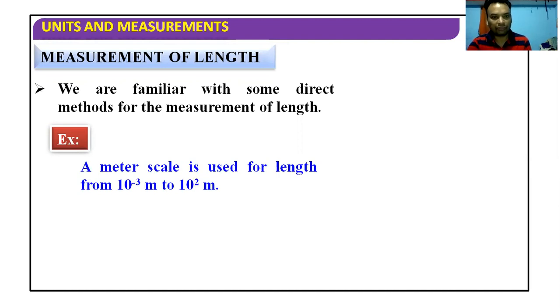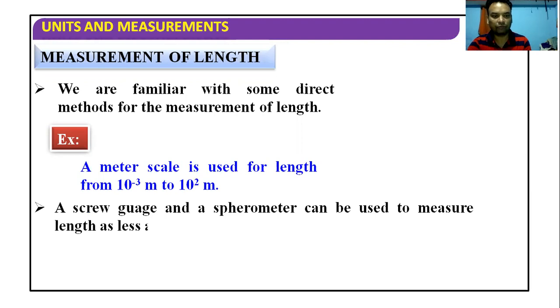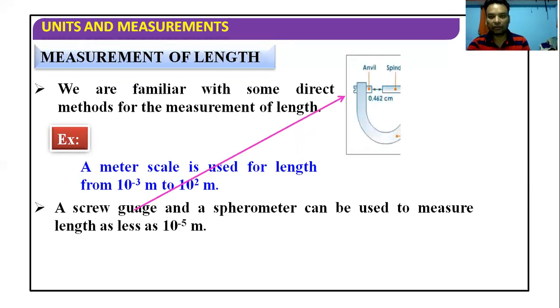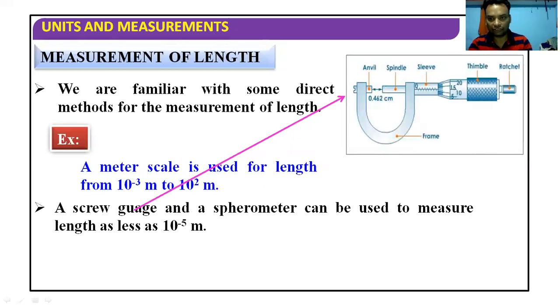We are familiar with some direct methods for the measurement of length. A meter scale is used for the measurement of length from 10 to the power minus 3 meter to 10 to the power 2 meter. We are using a screw gauge and a spherometer that can be used to measure length as small as 10 raised to the power minus 5 meter. So this is my screw gauge.